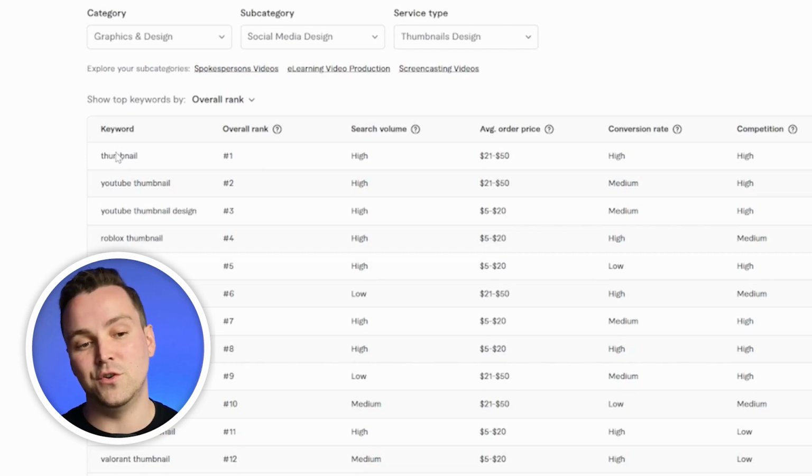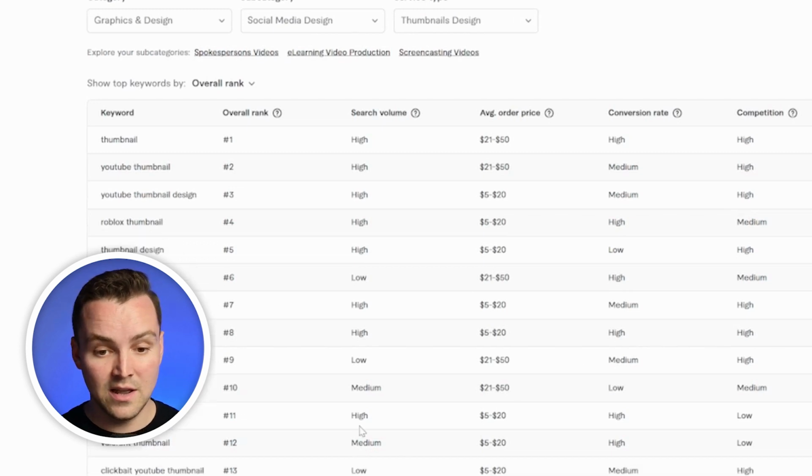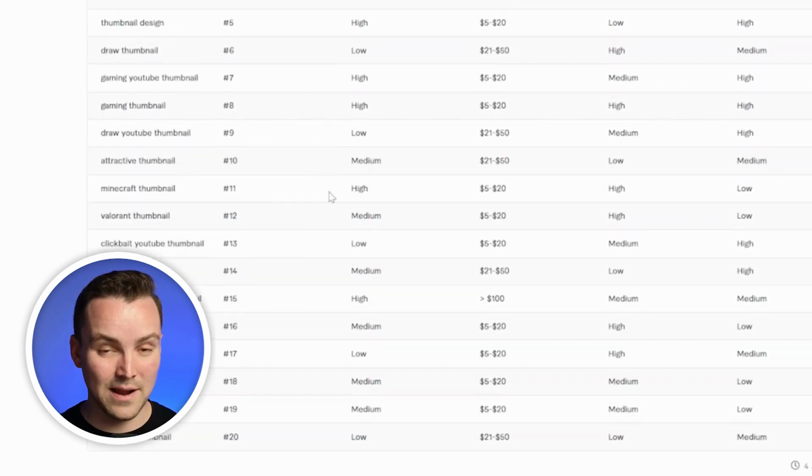So obviously if you just use the word thumbnail, it's good, but everything's high. Roblox thumbnail, high and high, but with medium competition, so that's already better. Same with Minecraft thumbnail. If you're creating gaming thumbnails here, you've got very high search volume, a high conversion rate, but low competition. So any thumbnail designers watching this right now, you better go ahead and create a gig. Minecraft thumbnails. Same in the next game below, Valorant.